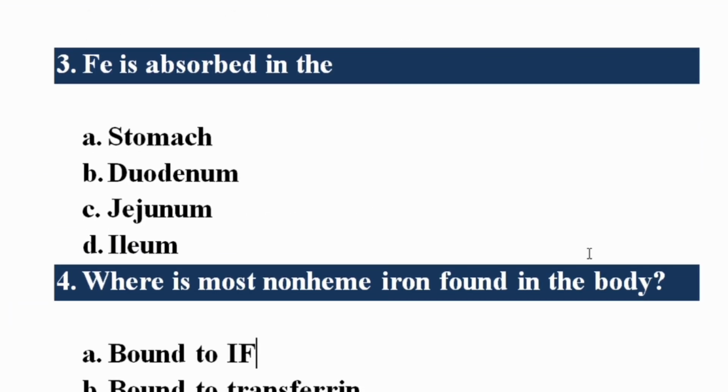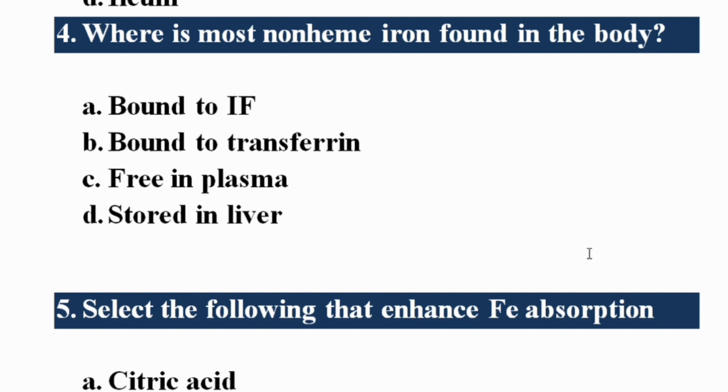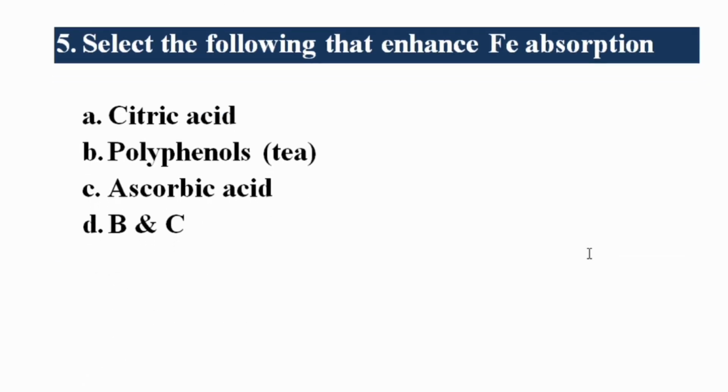Iron is absorbed in the duodenum. The right option is beta, duodenum. Where is most non-heme iron found in the body? The right option is beta, bound to transferrin. Select the following that enhance iron absorption. The right option is delta, both B and C.